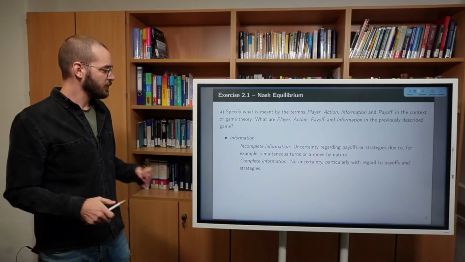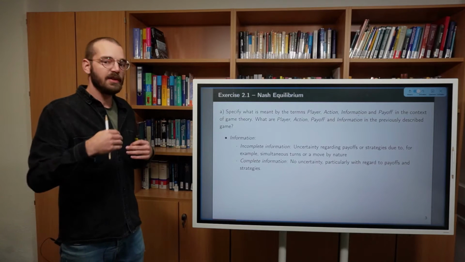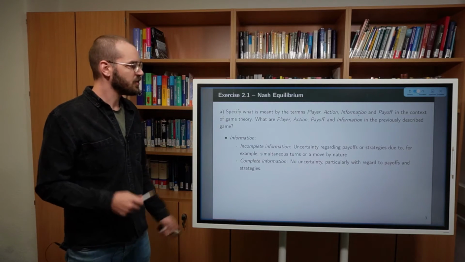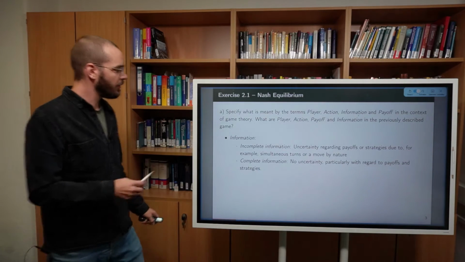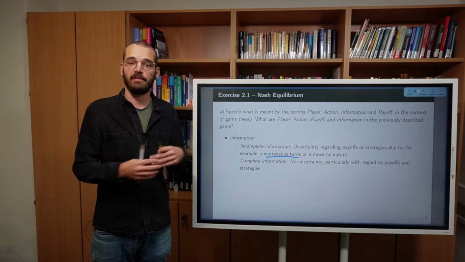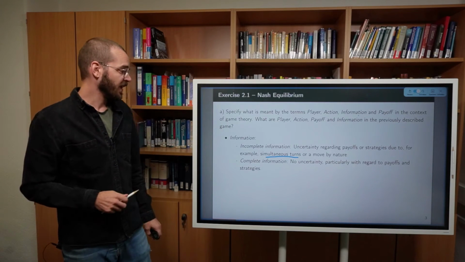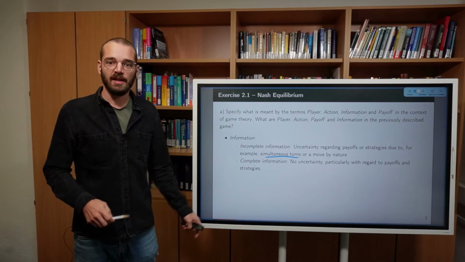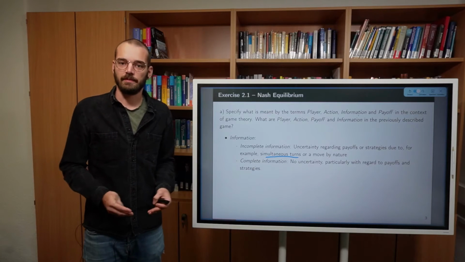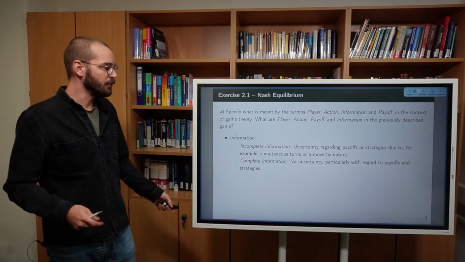In contrast to this, when we are talking about the case of incomplete information, then the contrary is true. So there is uncertainty regarding the payoffs or the strategies or both due to, for example, simultaneous turns. So players simply cannot see what the strategy of the opponents or the other players are until they have moved themselves. Or, for example, a move by nature. And what we mean by a move by nature is simply randomness, very generally speaking, or a move by chance.